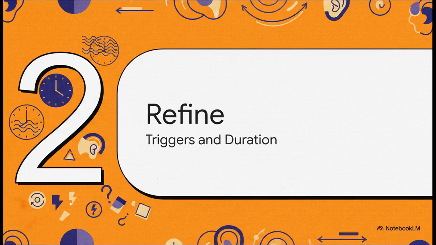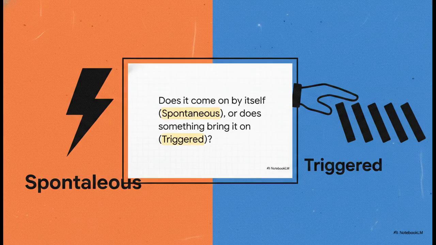Okay, so we've categorized the symptom and we've screened for red flags. Now we can start to really refine our diagnosis. The next couple of steps are all about adding the dimensions of time and triggers to build a much clearer clinical picture. Step 2 really hinges on what I think is probably the single most powerful question in the entire vestibular history. Are you ready for it? It's simply, does the dizziness come on by itself, or does something bring it on?